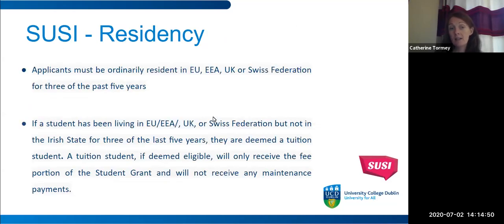And with regard to residency, for SUSI, applicants must be ordinarily resident in the EU, EEA or Swiss Confederation for 3 of the past 5 years. But if a student has been living in the EU, but not in the Republic of Ireland for the past 3 years, then they are deemed a tuition student. And a tuition student, if deemed eligible, will only receive the fee portion of the grant and will not qualify for any maintenance payments.